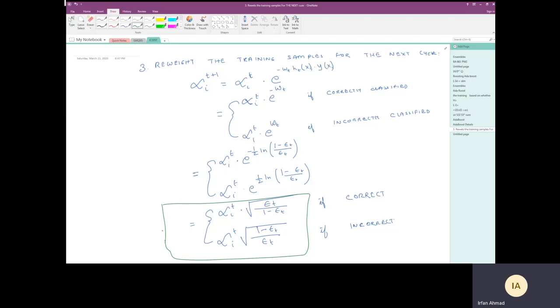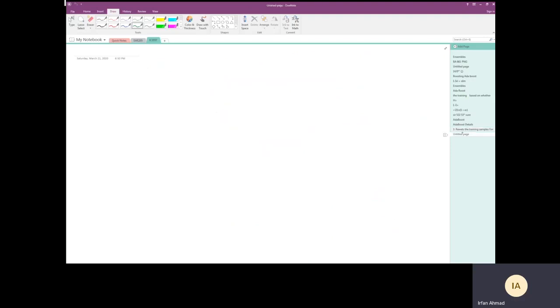To deal with that, we have this idea of rescaling the samples. The weights are as we see now. What we do is normalize the reweighted samples. So how do we do that?